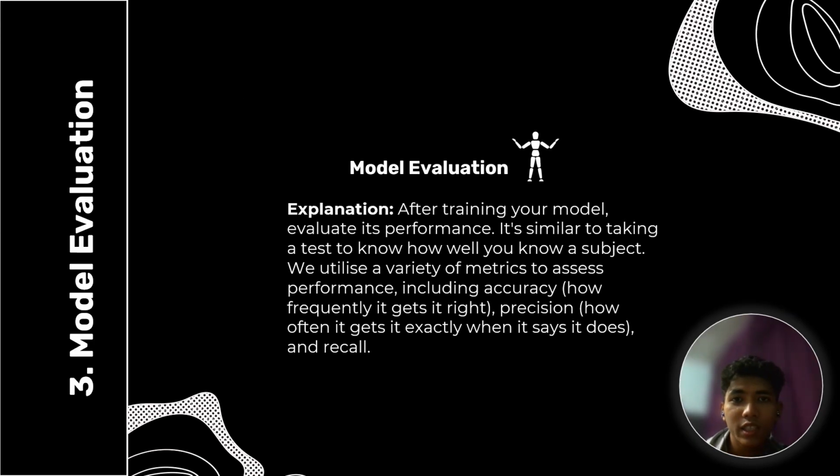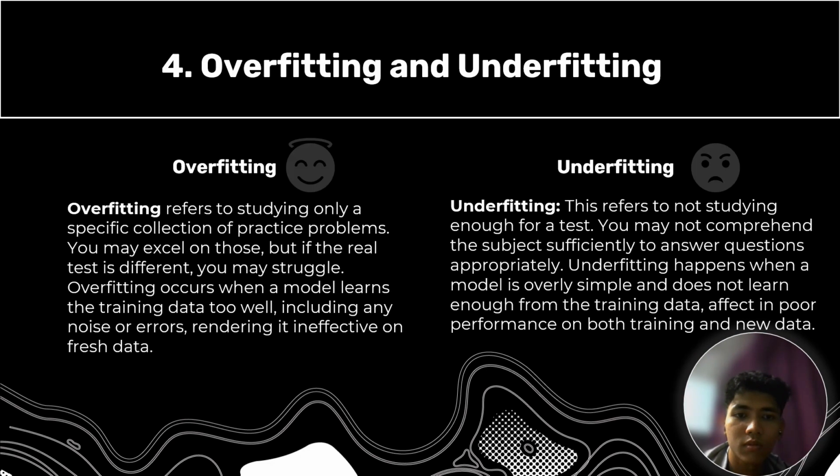Model evaluation checks how well the model performs after training using metrics like accuracy, precision, and recall to measure effectiveness. Overfitting happens when a model learns too much from training data and struggles with new data. Underfitting occurs when a model doesn't learn enough, missing important patterns in the data.